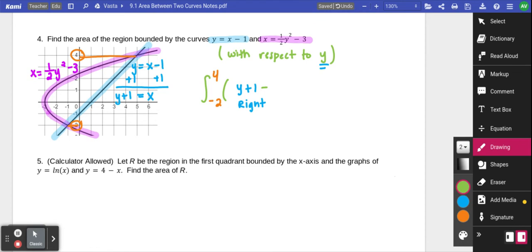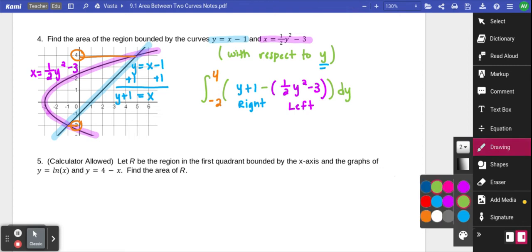So my right equation is going to be y plus 1 minus my left equation. My left equation already has x by itself, so I'm just going to fill that in: 1/2 y squared minus 3. And then I'm going to put dy at the end. Again, it's because I'm doing right minus left, I'm doing everything in terms of y, I'm using y values for my bounds. Everything is a y variable here. All the x's change to y's.